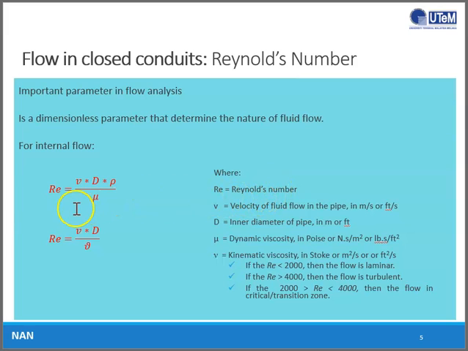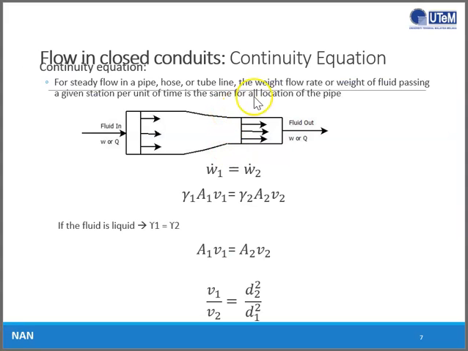Okay, so the formula for Reynolds number equals velocity of fluid times inner diameter times density, divided by dynamic viscosity, or velocity of fluid times inner diameter divided by kinematic viscosity. Okay, this is the continuity equation.